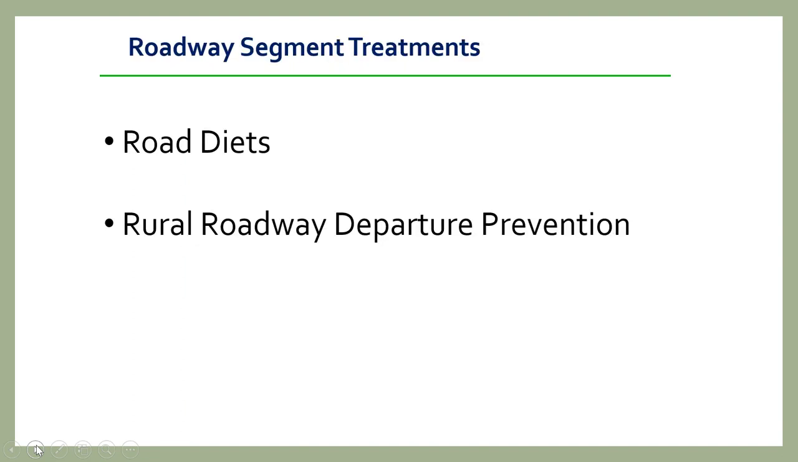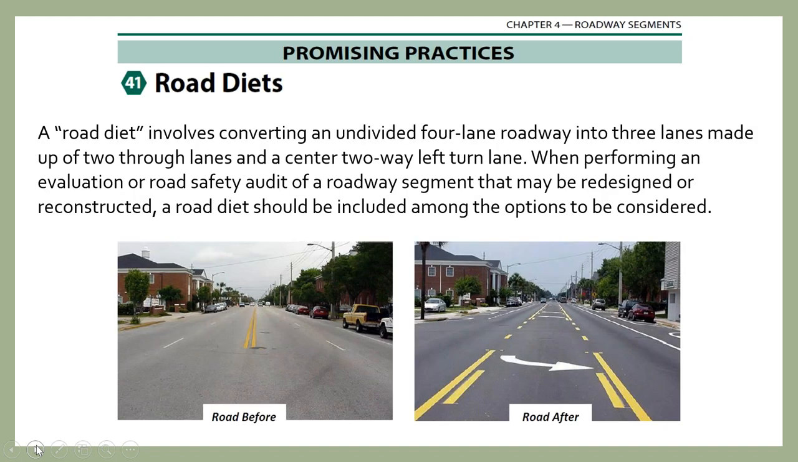perspective. And then for roadway segments, I want to talk about two things that are identified in the handbook: road diets and strategies to prevent rural roadway departures. So road diets have been around a while, but it's also identified in the handbook as particularly advantageous to the aging population.